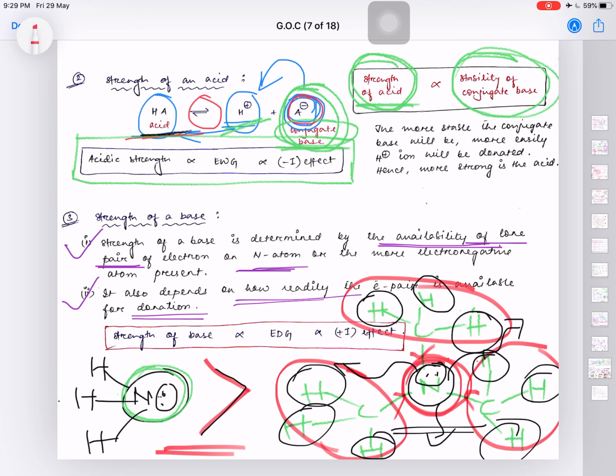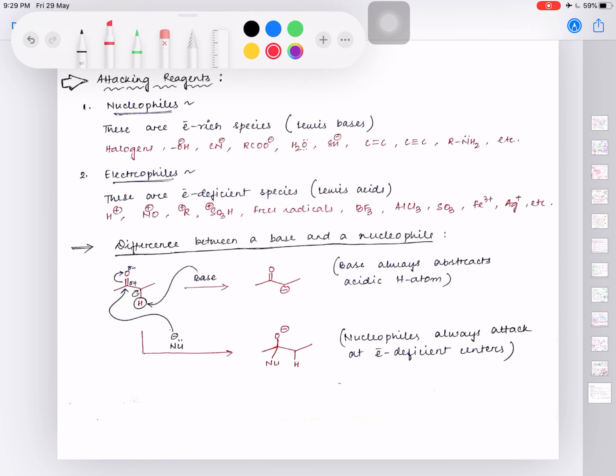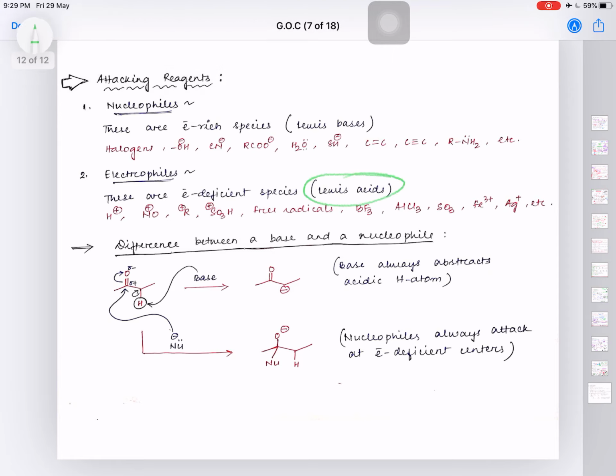Clear? So the last topic for this GOC is attacking reagents. Attacking reagents are of two types. The first one is nucleophile, the second one is electrophile. Electrophiles are electron deficient species, all of you know. They are also called Lewis acids because they accept electrons, and nucleophiles are electron rich species. They are also called Lewis bases because they donate electrons.